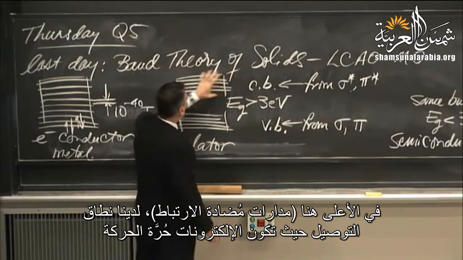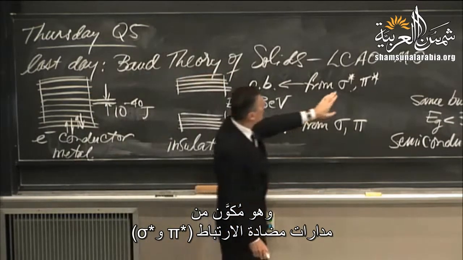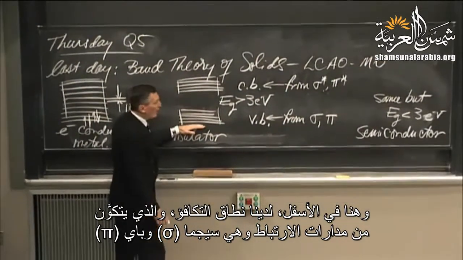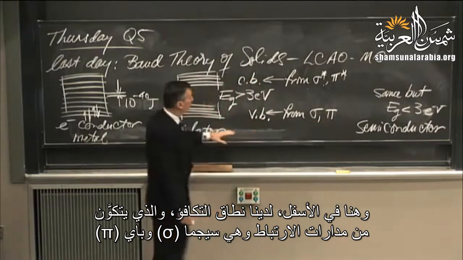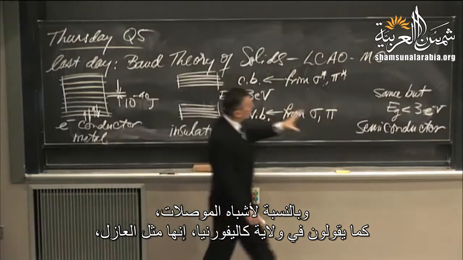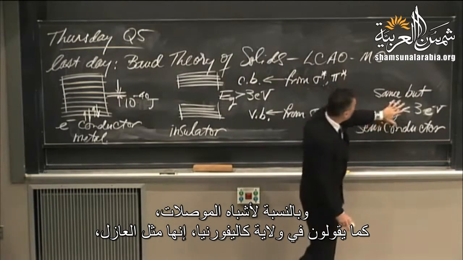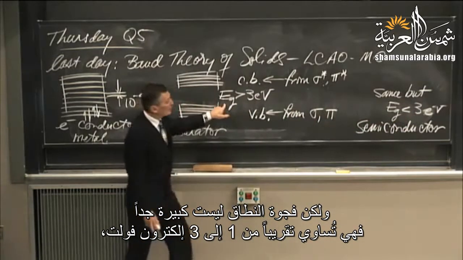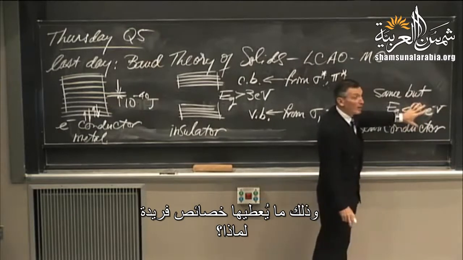So up here we have the conduction band where electrons are free to move about, and this is derived from the antibonding orbitals. And down here we have the valence band, which consists of the bonding orbitals derived from sigma and pi. And then the semiconductor is sort of like an insulator, as they say in California. It's like an insulator, but the band gap isn't quite so severe. It's down on the order of 1 to 3 electron volts, and that gives it unique properties.